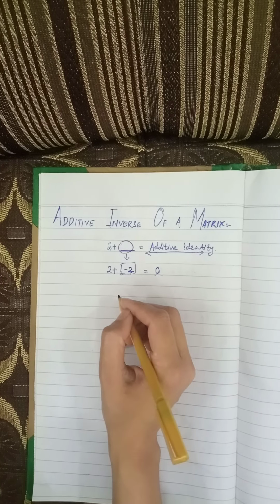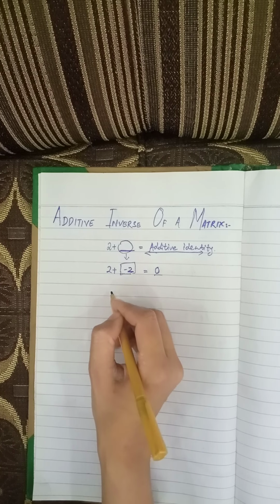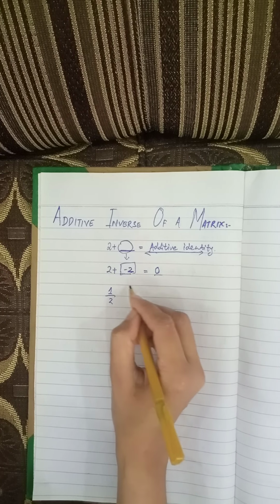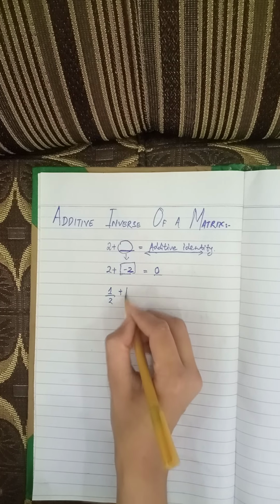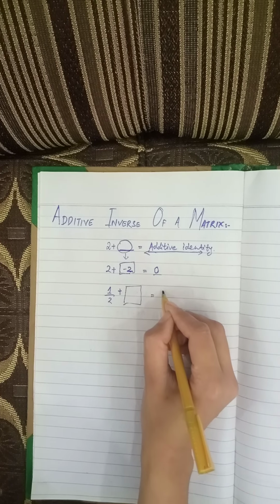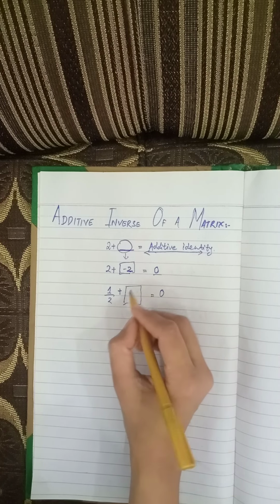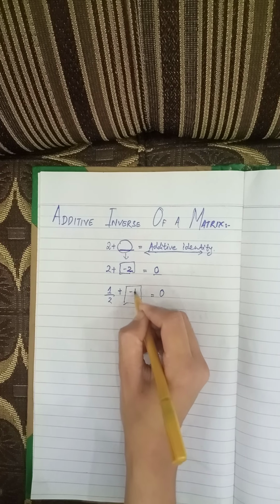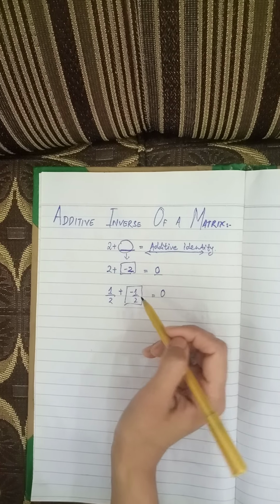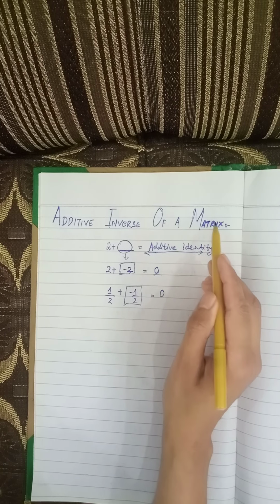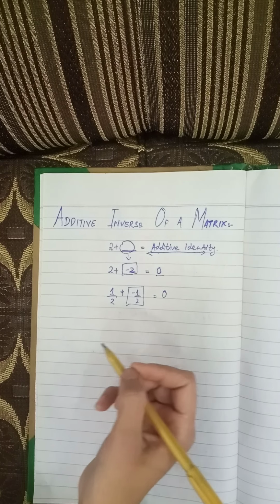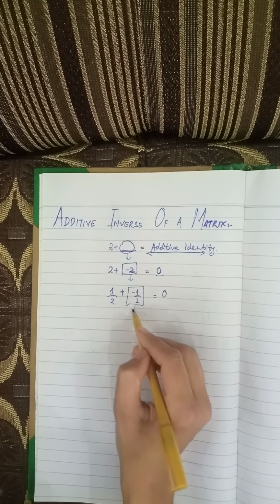Let's take another example. We have 1 by 2. Now what would be the number here so that I can gain the additive identity? The number here would be minus 1 by 2. This is general. Now, in the particular matrices case, what would be the additive inverse? This is inverse, this is inverse.